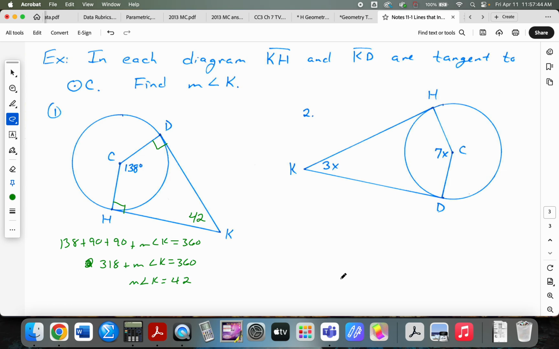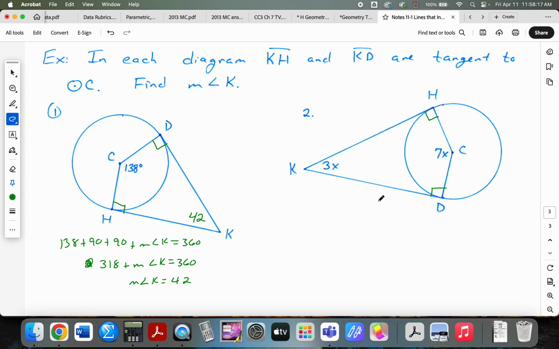We can also do that as an algebra problem. Here I've got two segments from a point outside the circle that are tangent to the circle. So the radius drawn to the point of tangency always makes a right angle. On these problems, every now and then it's going to look like the right angle is in the center of the circle. It never, ever, ever is. The right angle is always where the tangent meets the radius.